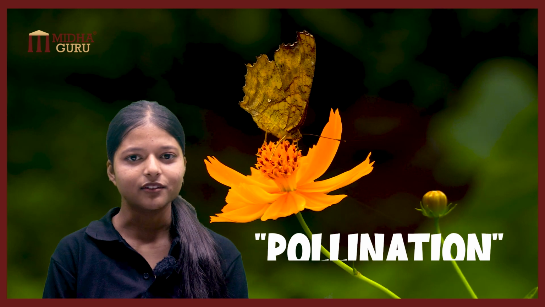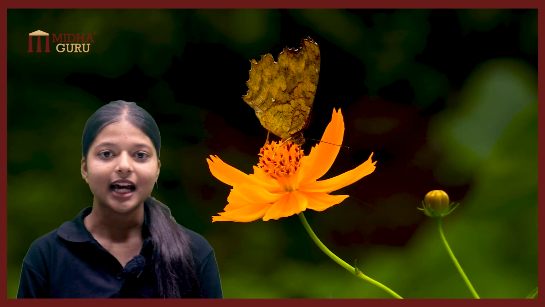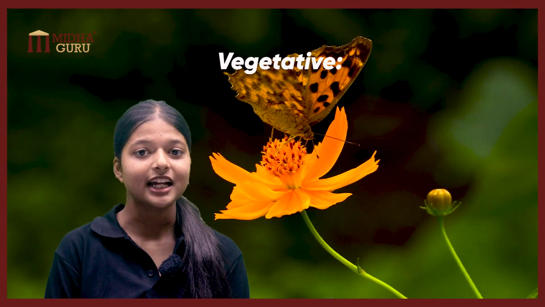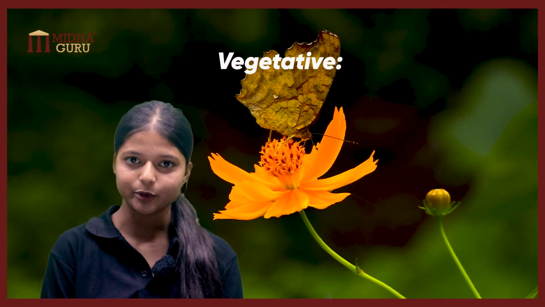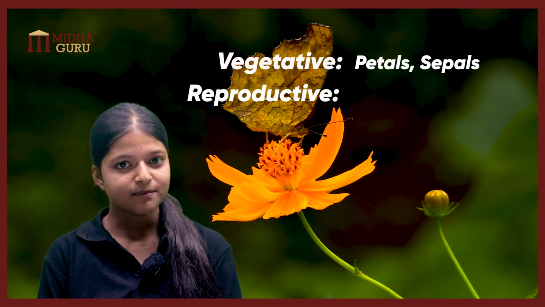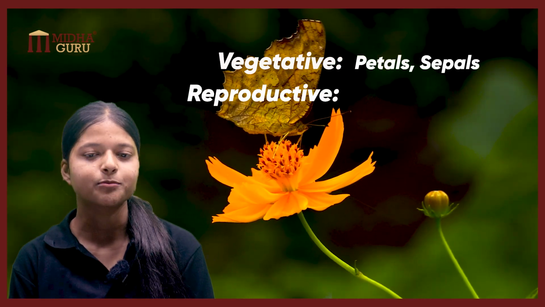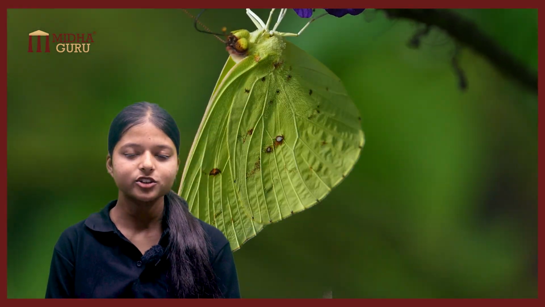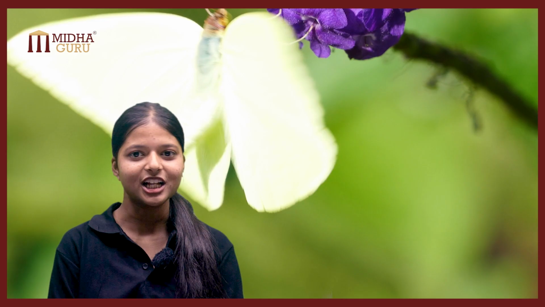If we talk about a flower, it is divided into two parts, that is reproductive and vegetative. The vegetative part is not directly involved in the process of reproduction, such as petals and sepals, whereas the reproductive part is directly associated with the process of reproduction, such as pistil and stamen. Now my friend Shaurya will explain the parts of a flower with the help of a diagram.